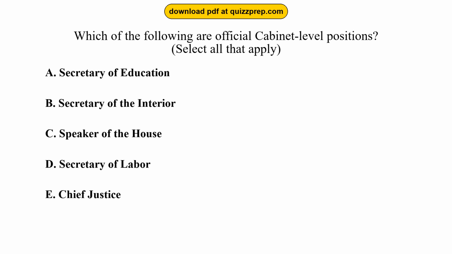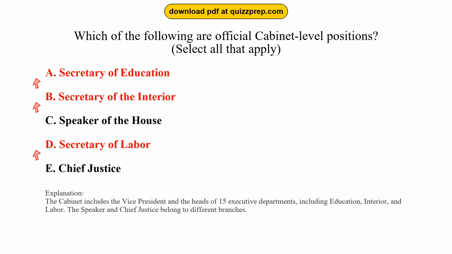Option C, Speaker of the House. Option D, Secretary of Labor. Option E, Chief Justice. The correct answers are options A and B and D. Secretary of Education, Secretary of the Interior, Secretary of Labor. The cabinet includes the vice president and the heads of 15 executive departments, including Education, Interior, and Labor. The Speaker and Chief Justice belong to different branches.